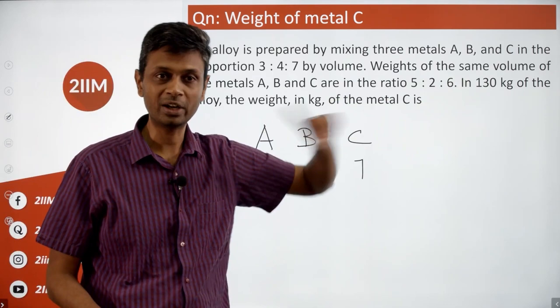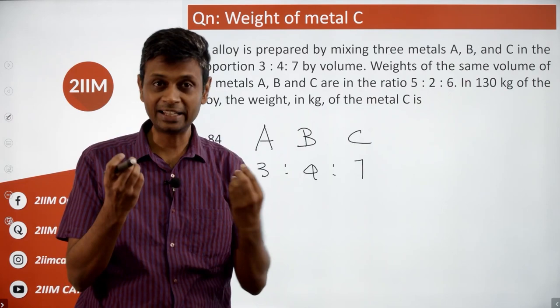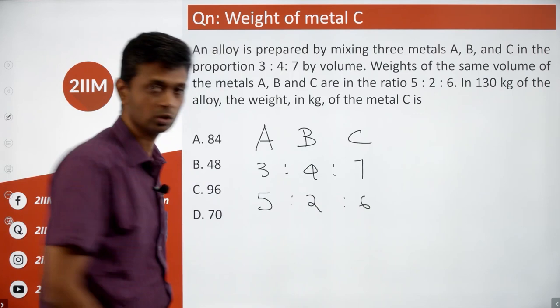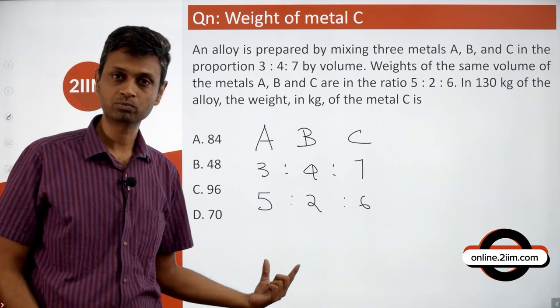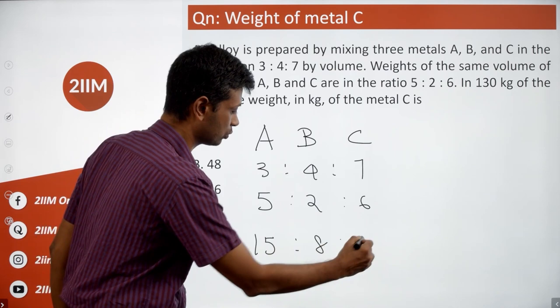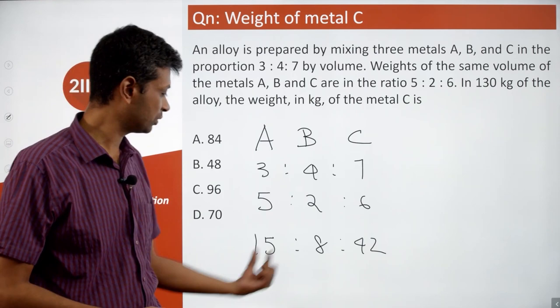Why am I saying that? Because the link between these two just jumps out. The ratio of volumes is this. Ratio of weights for unit volume is 5:2:6. For 1 liter of A, that weighs 5 kilograms. 3 liters will weigh 3:5. 1 liter of B weighs 2 kilograms, 4 liters will weigh 4:2. So the ratio by weight is going to be 15:8:42. With that, we're pretty much done. And so the ratio by weight is 15:8:42.